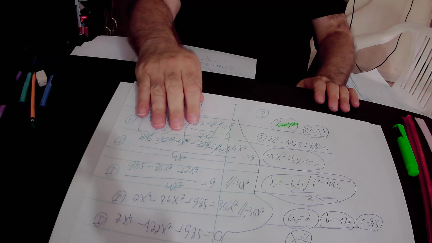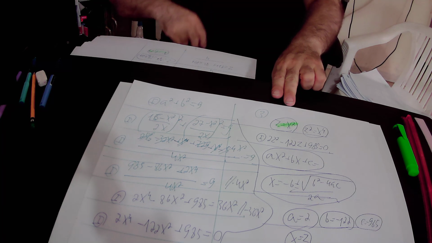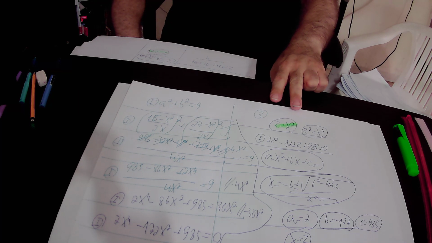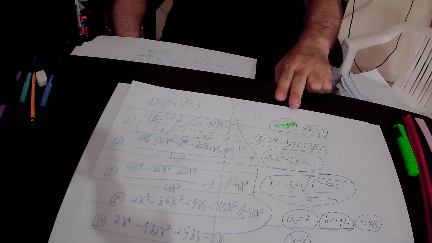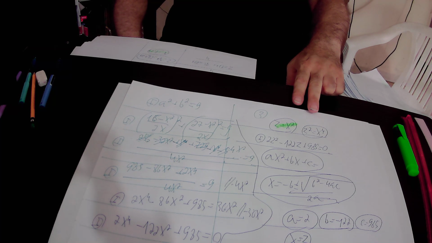So here we defined Z as X squared. Z equals X squared according to our definition. So if Z equals X squared, it means that Z squared will be equal to X to the power of 4.